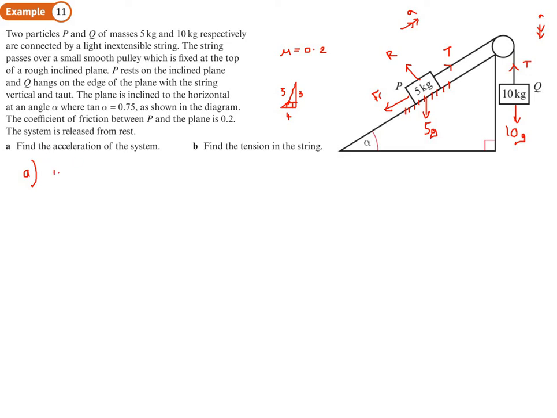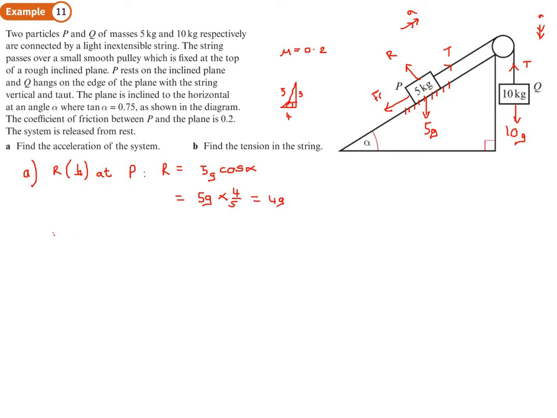So the first thing I would do is resolve perpendicular at P. So I've got, it's not moving in this direction, so I can just say they're equal to each other. So I've got R is equal to 5g cos alpha. Use my horribly drawn triangle. I can see that cos alpha is equal to 4/5. So 5g times 4/5 gives me 4g.